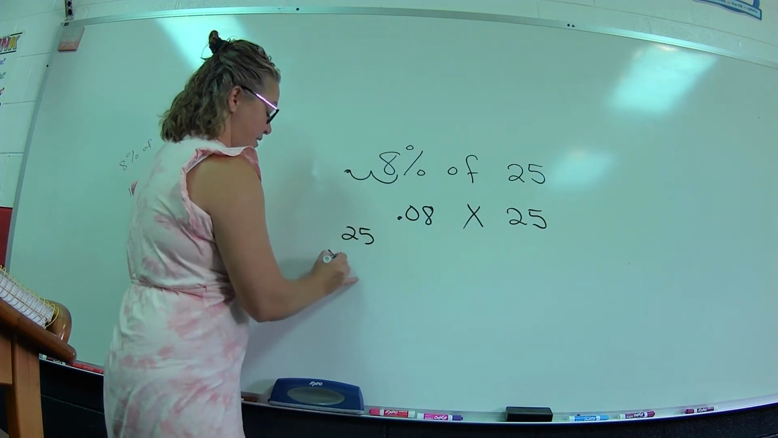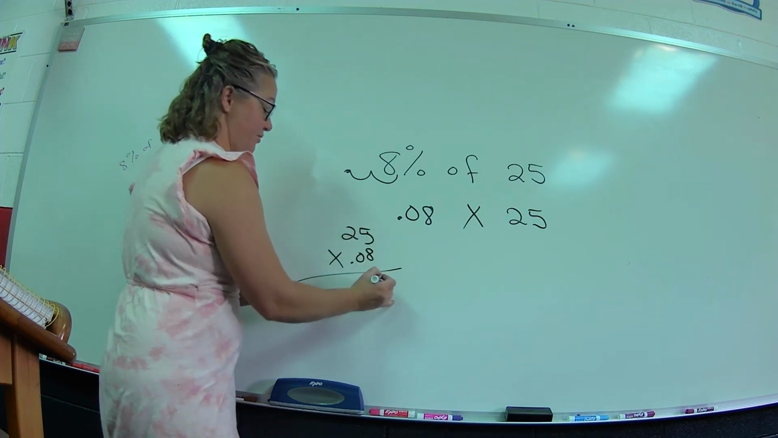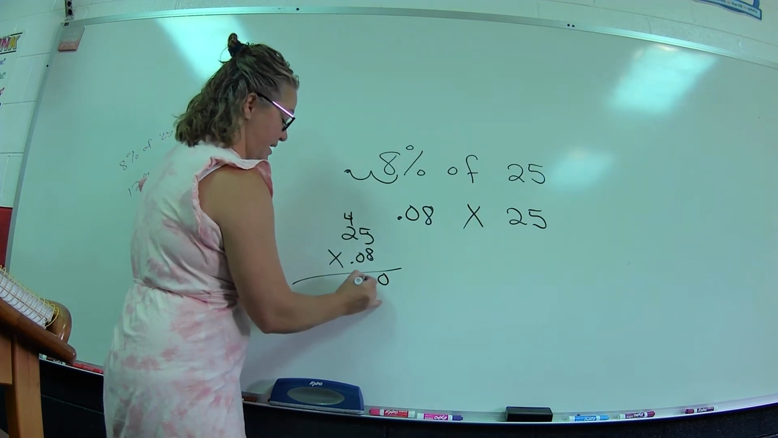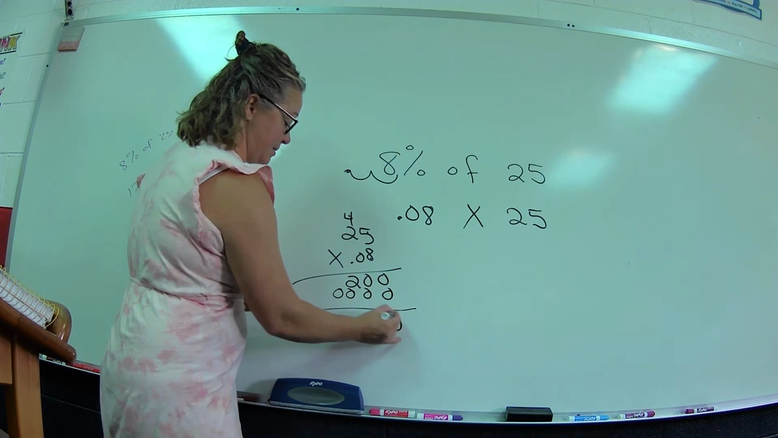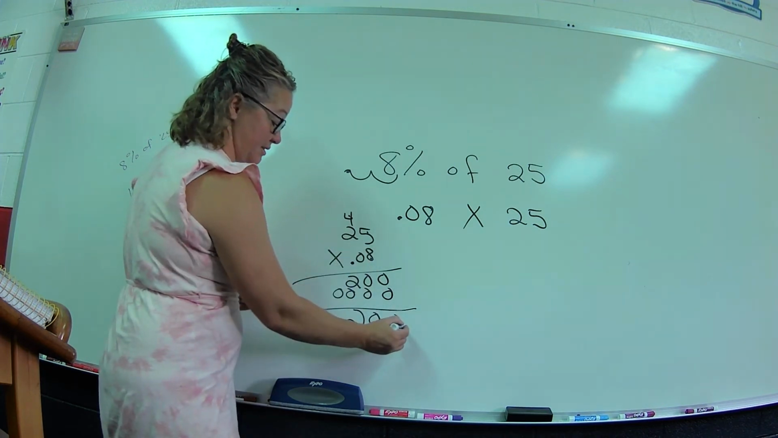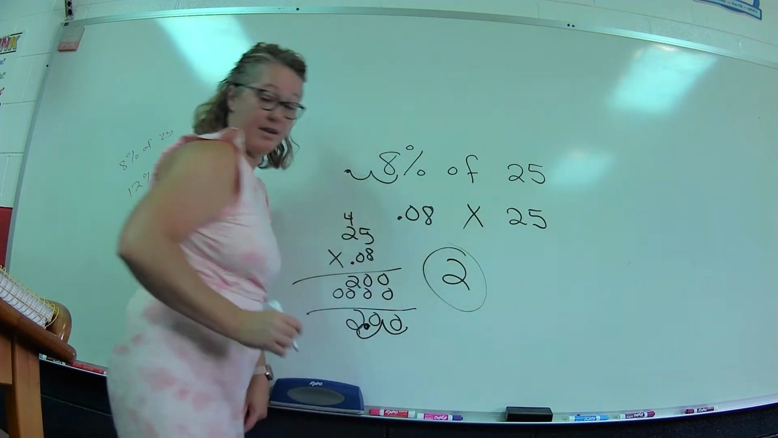25 times 0.08. 8 times 5 is 40. 16 plus 4 is 20. And of course, this whole row would be zeros. All right? And I have 2 decimal places. 1, 2. So 8% of 25 is 2.